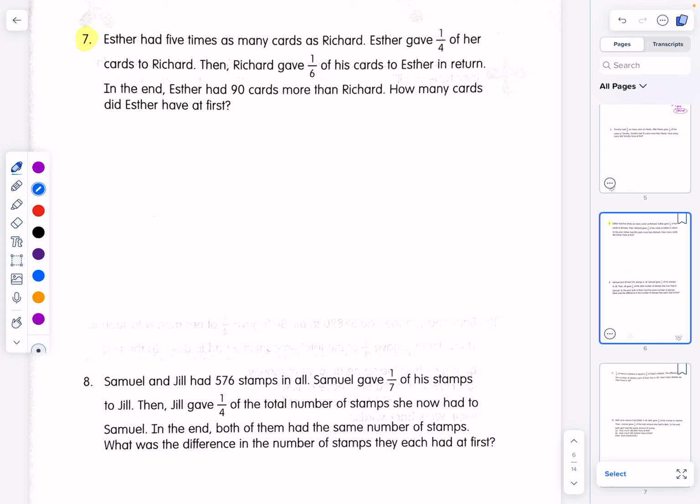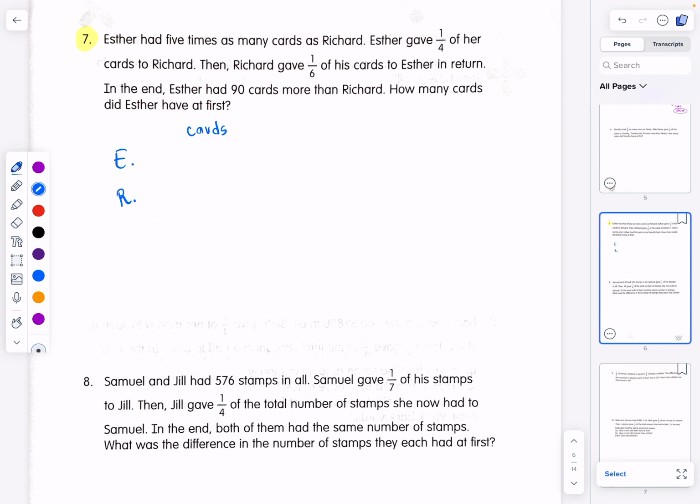How many cards did Esther have at first? My friends, who, what, and why, the 3 W's of problem solving. Who is the problem talking about? It's talking about Esther and Richard. What is the problem talking about? It's talking about some cards, their cards.